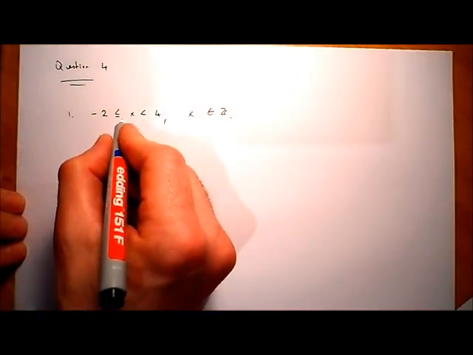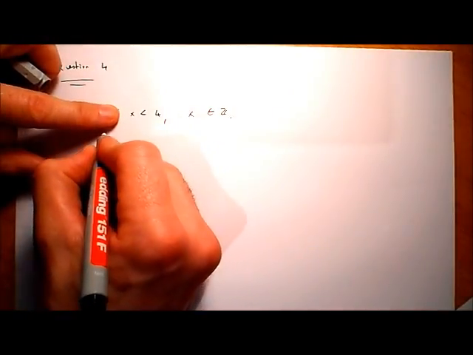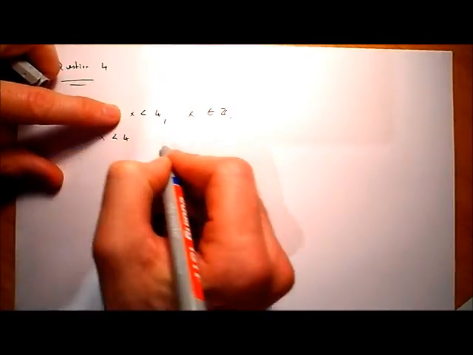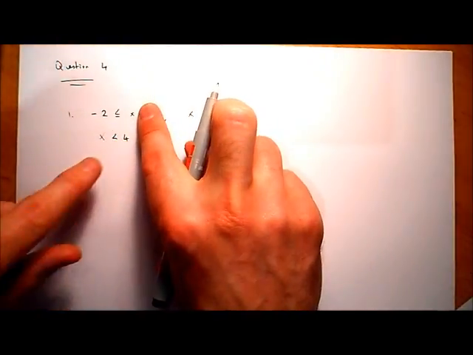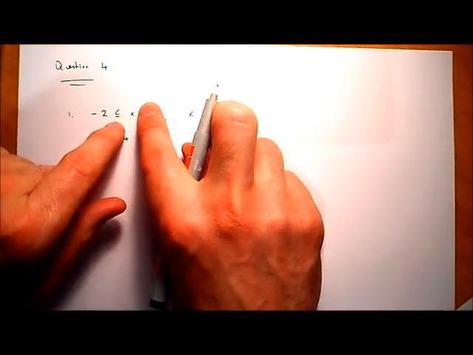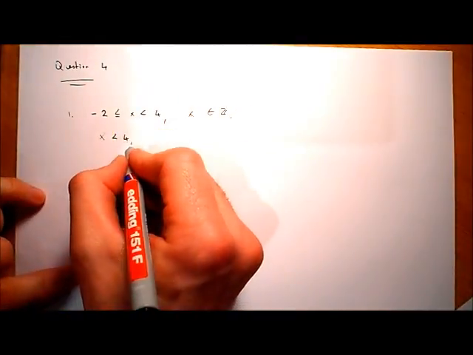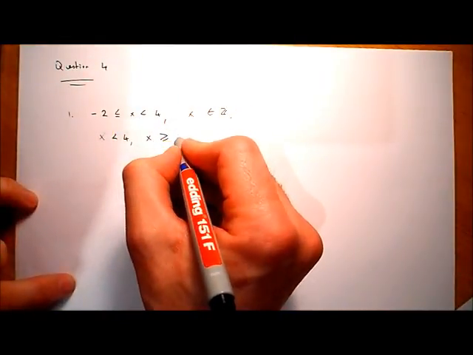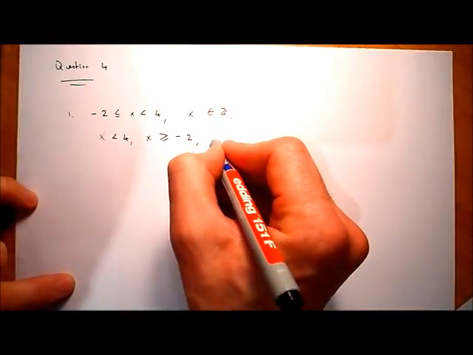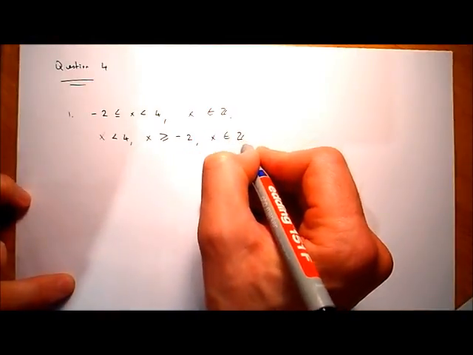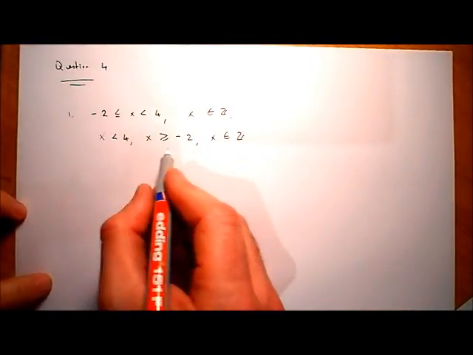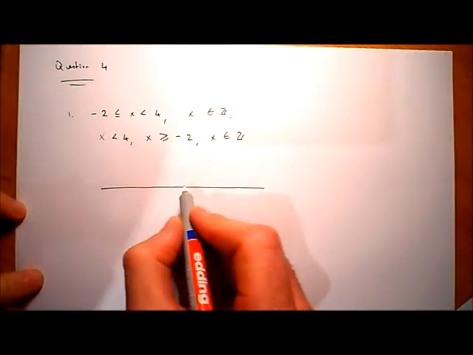So I can write that out again. I know that x is less than 4, so I can write it like that. Or if I go this way, I write x is bigger than or equal to minus 2, and x is an integer. So now we can draw it on a number line, all of the integers between minus 2 and 4.